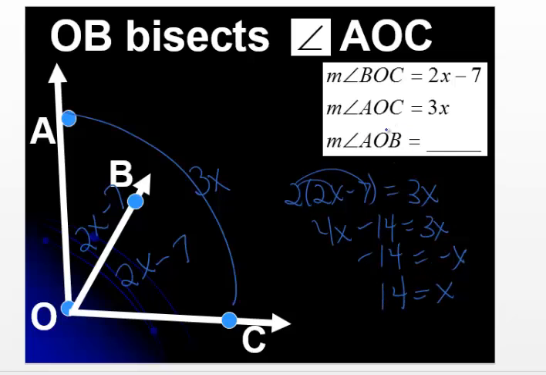I'm supposed to find AOB. I don't have AOB to plug it in back for, but I know that AOB is the same as BOC. So I'm going to plug it into 2x minus 7. And so I'll have 2 times 14 minus 7. That's 28 minus 7, which is 21.